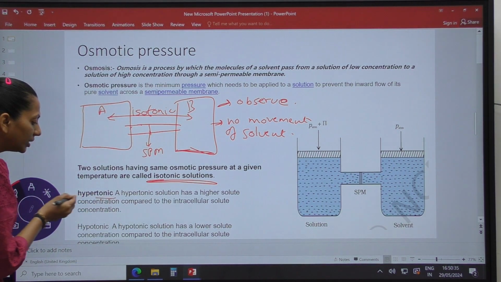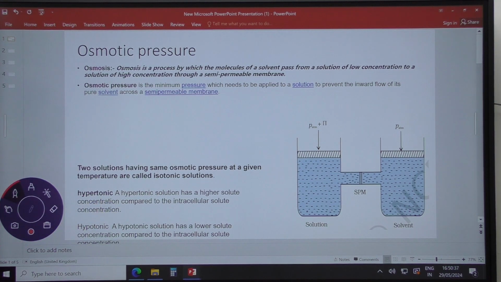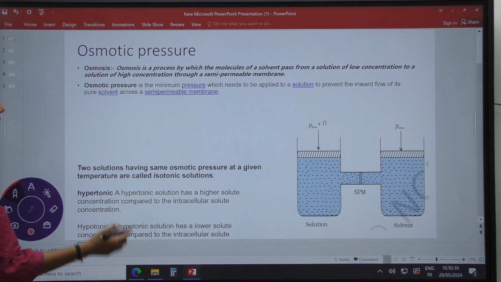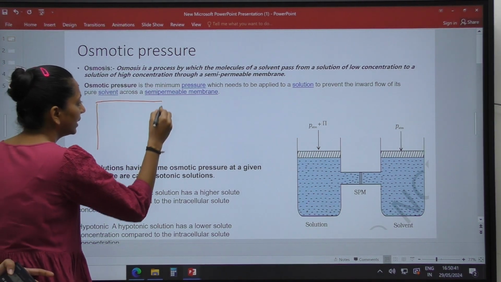Another is the hypertonic solution. Which type of solutions are known as hypertonic? Suppose I am having a solution A.